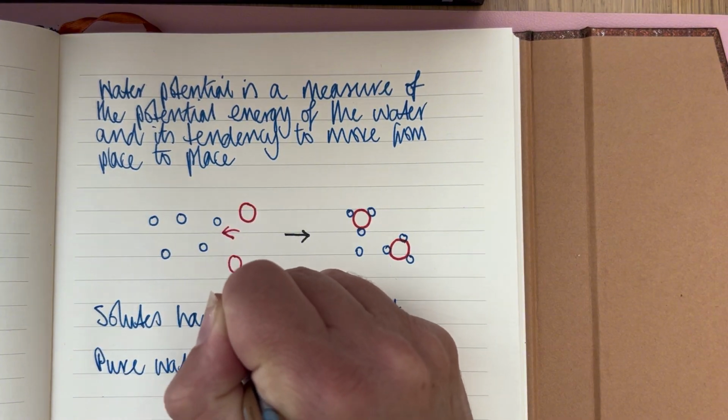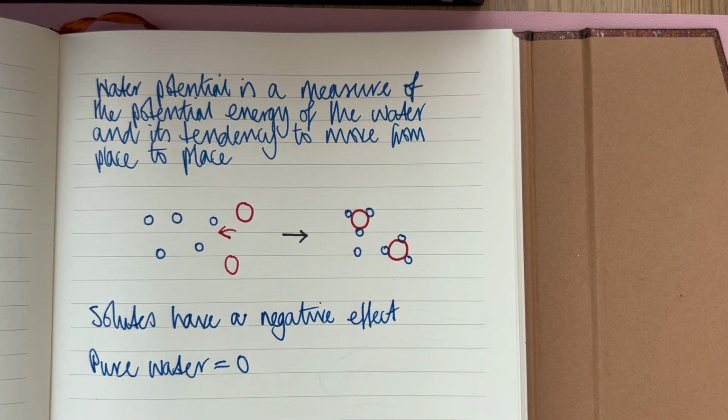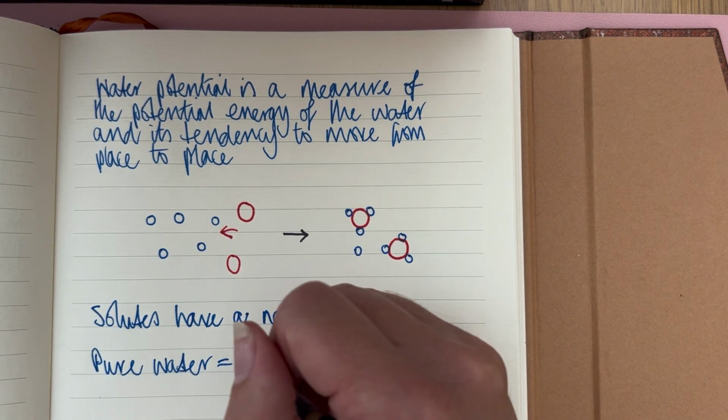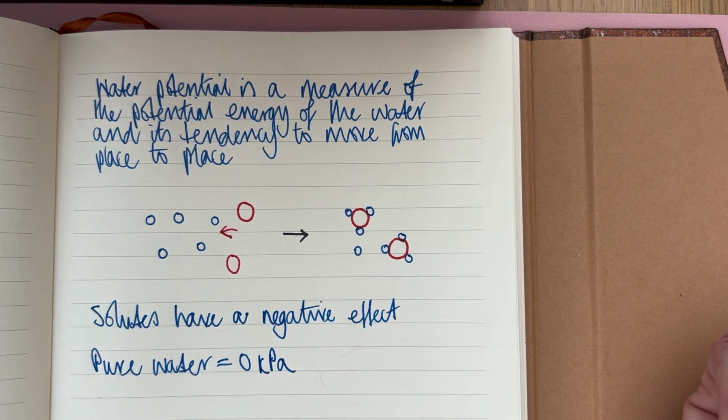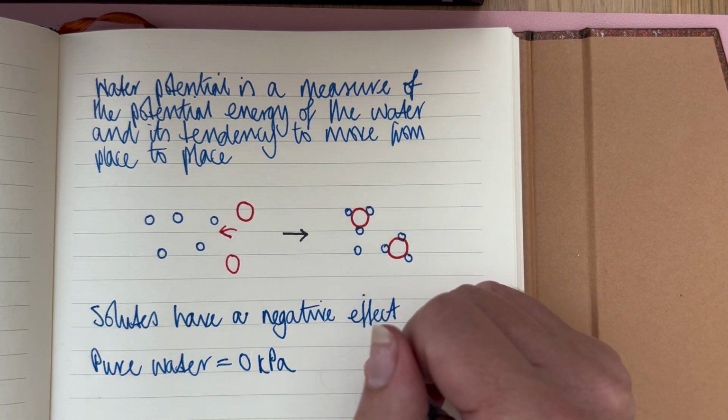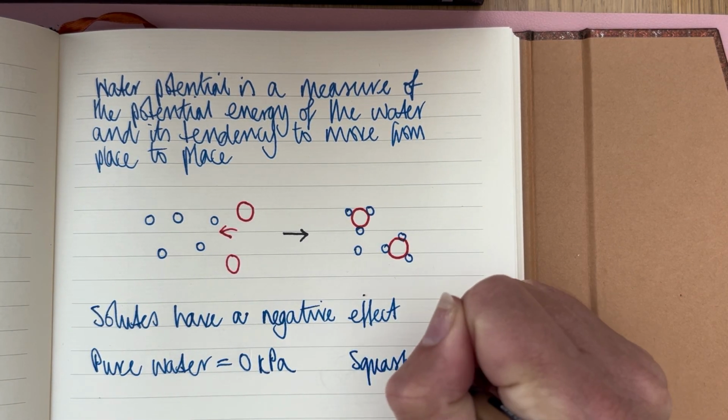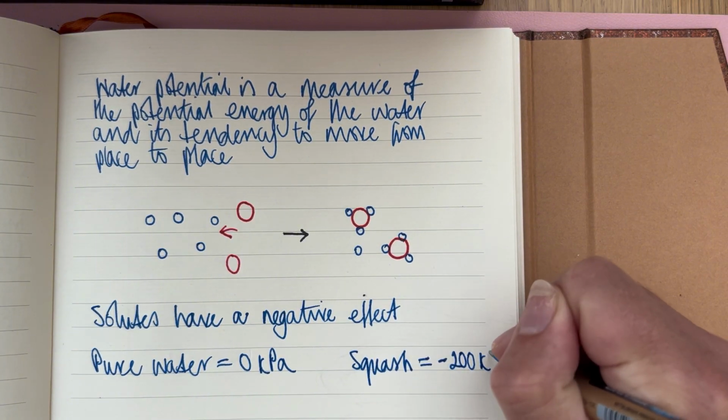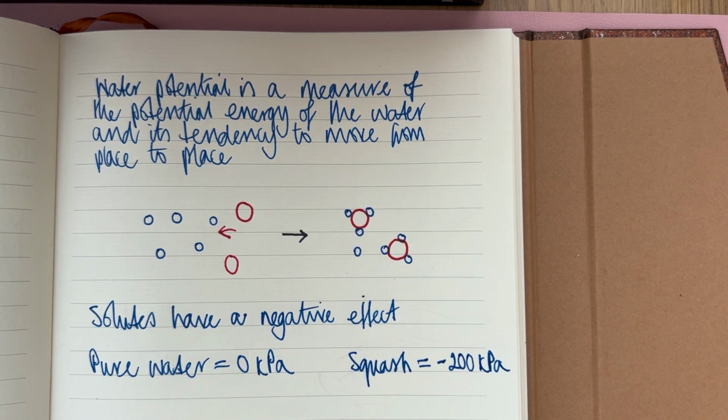We give water, pure water, a water potential of 0, and as it's a kind of pressure, we measure it in kilopascals. And then anything we've added reduces that. So let's say the squash we made had a water potential of minus 200 kilopascals. And all solutions have a negative water potential.